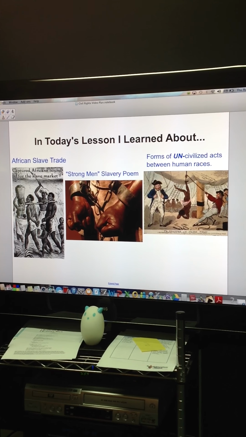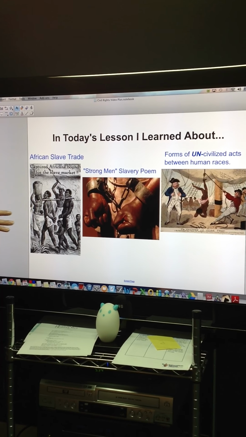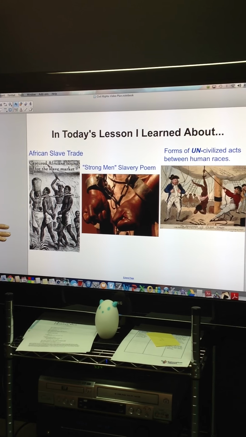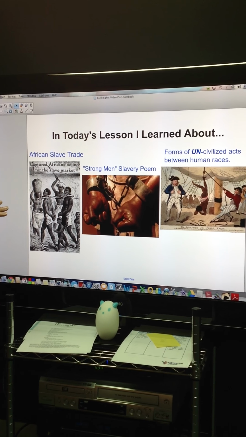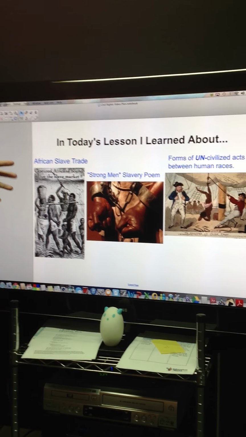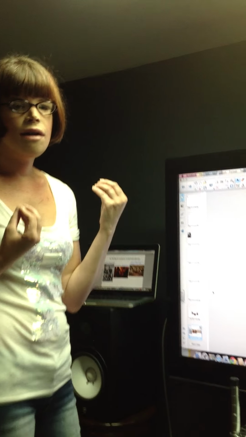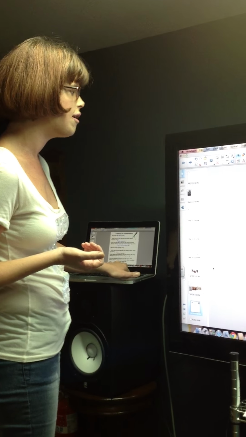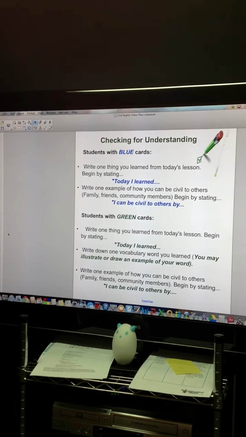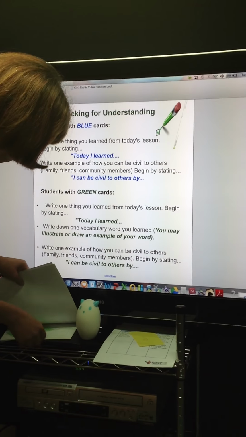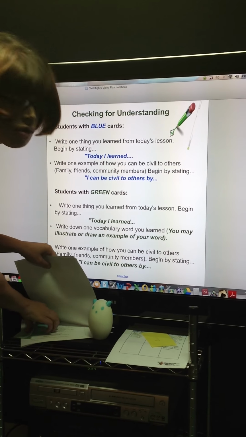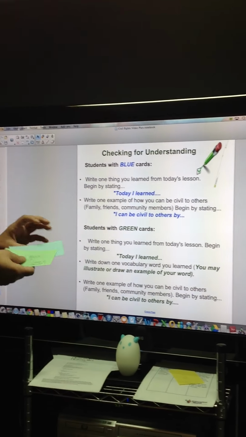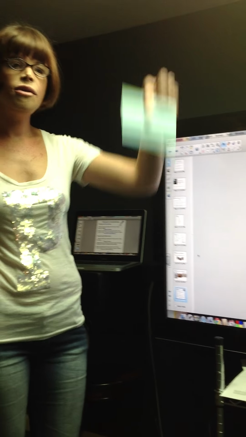Okay, and this part is very beneficial for special needs learners, because visuals help them reflect and understand the concepts better. Okay, so once we recap and reflect on what we learned, students are going to get either a blue card or a green card. Okay, students with blue cards are going to hold up their cards so I can make sure they have the right color.